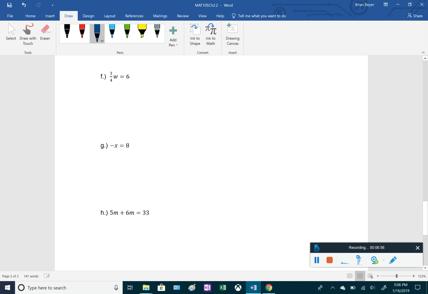Okay, so here's a good one now. So we have 3/4 w equals 6. So I'm going to rewrite it. Okay, so we need to somehow get rid of that 3/4 on the left-hand side. So this is where multiplying by the reciprocal comes into play. So 3/4 w equals 6. So we would have to divide by 3 on both sides and multiply by 4. We can do that in one quick step by multiplying both sides by the reciprocal of 3/4, which is 4/3.